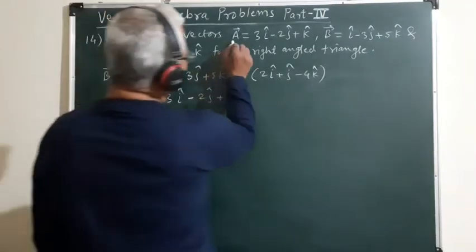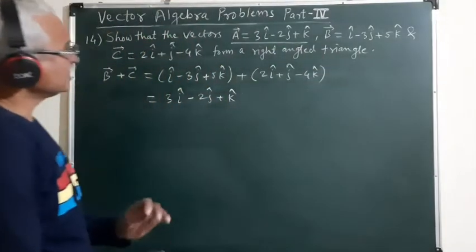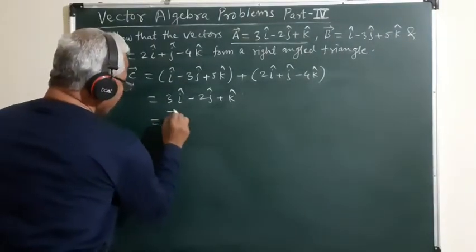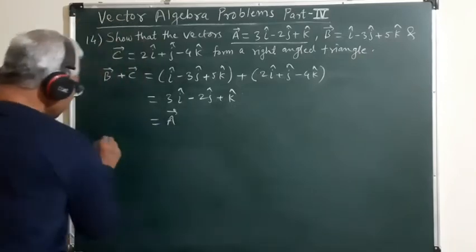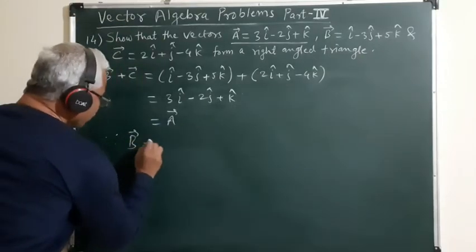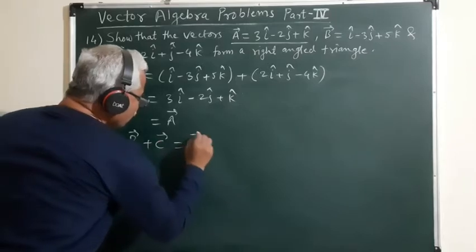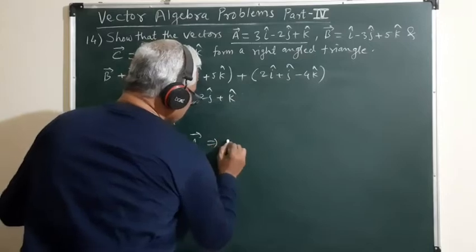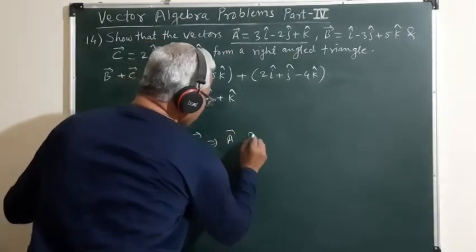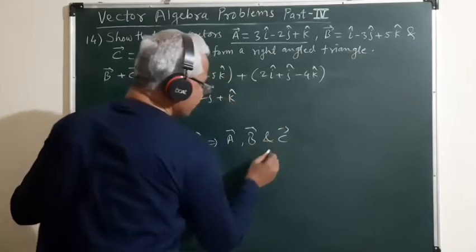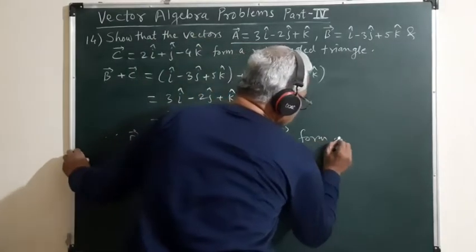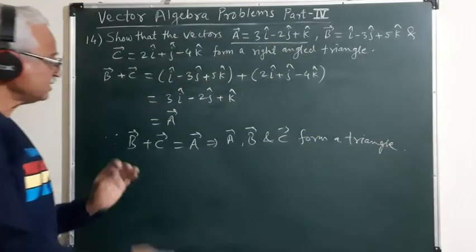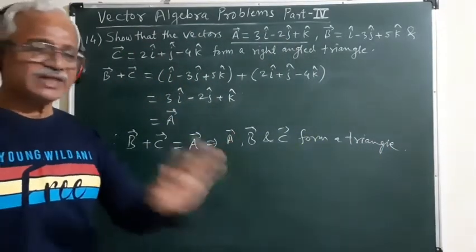And here we observe that this is nothing but the vector a bar. So this is equal to a bar. So what we can say is, since b bar plus c bar works out to be a bar, this implies that the three vectors a bar, b bar and c bar form a triangle. We can conclude that these three vectors form a triangle.